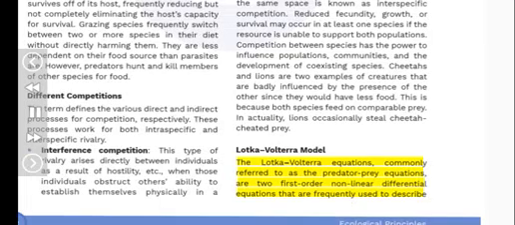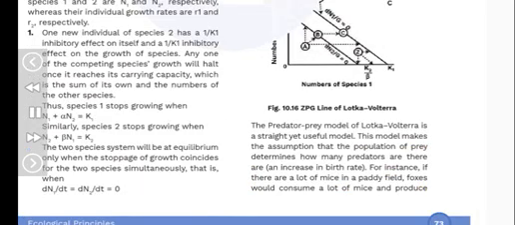The Lotka-Volterra equations, commonly referred to as the predator-prey equations, are two first-order nonlinear differential equations that are frequently used to describe the dynamics of biological systems in which two species interact as either prey or predator. The Lotka-Volterra model makes a number of assumptions about the environment and the evolution of the predator and prey populations that are not always true in nature.